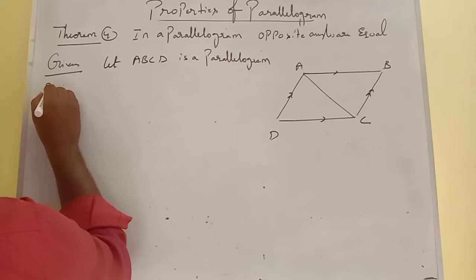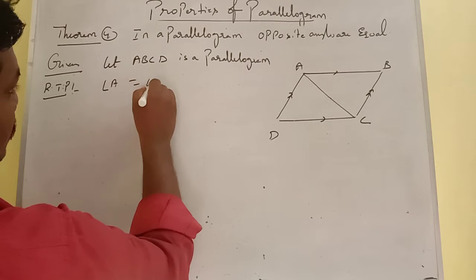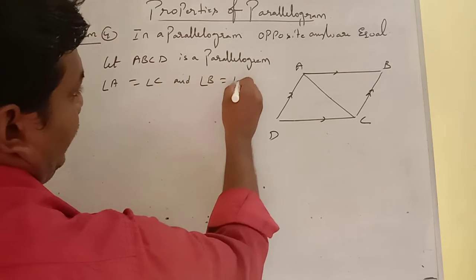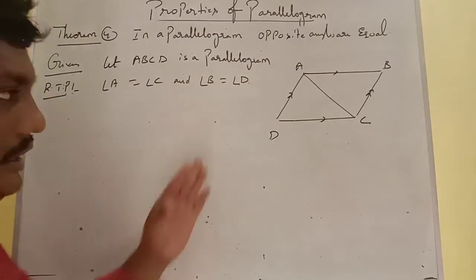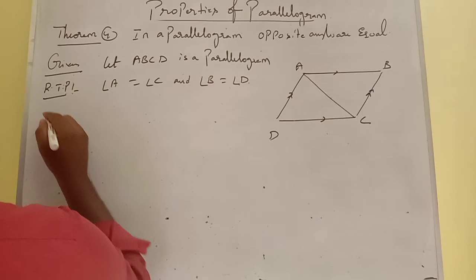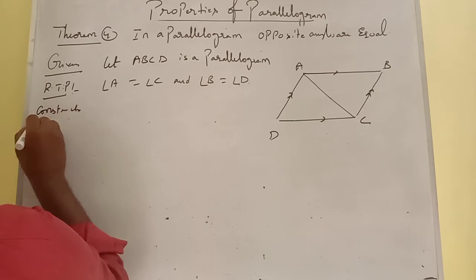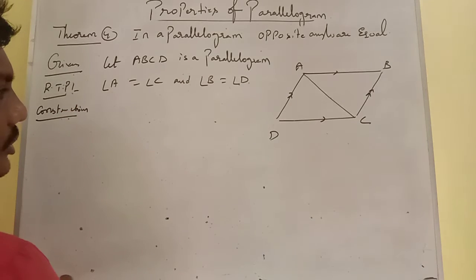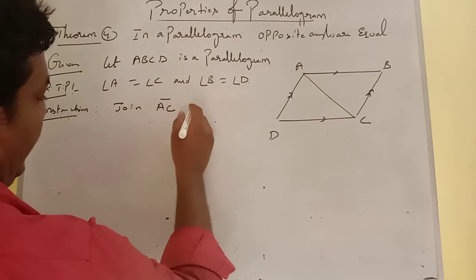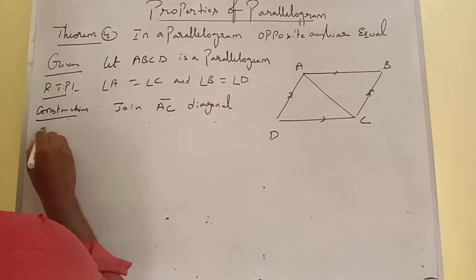So now what do we have to prove? Required to prove: angle A is equal to angle C, and also angle B is equal to angle D. This is what we have to prove. Now construction is required. So join the diagonal AC. Okay, now the proof.